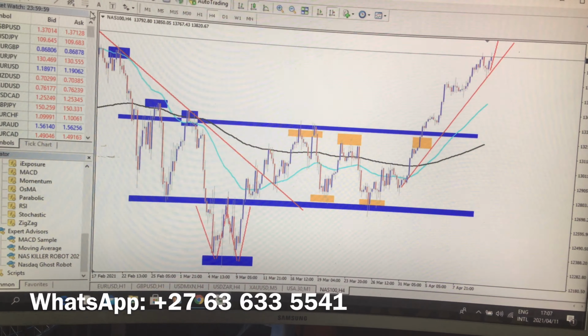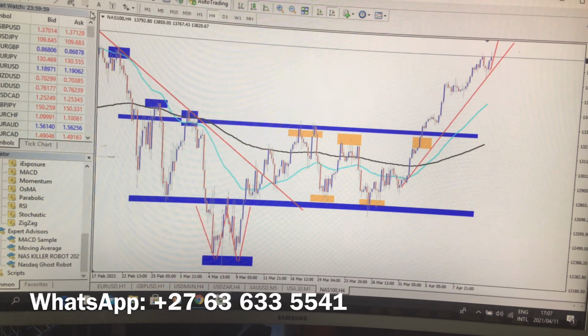If they don't break this red line, this is a 4-hour time frame, by the way, just know they're going to continue going up. They will just come and retest, go up, retest, go up. But if they break this trend line, then they must come and retest and then shoot down. That is when you can take a trade, guys.